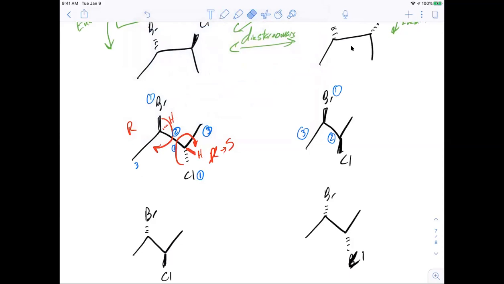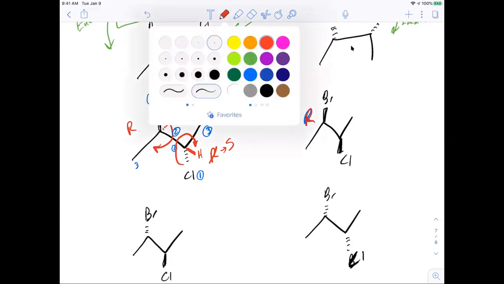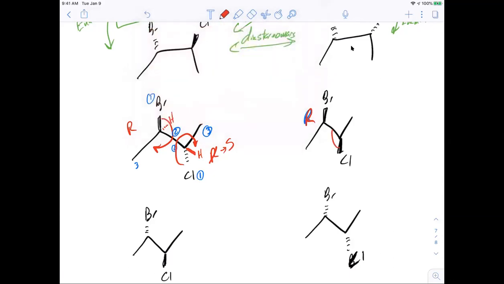Well, for time, we don't have to do that one over again. We already know what that one is. That one's going to be R. We do the chlorine. Here, we're going to go 1, 2, 3. So that is R. Where's my lowest priority? It is back, so it stays R. So this is RR.